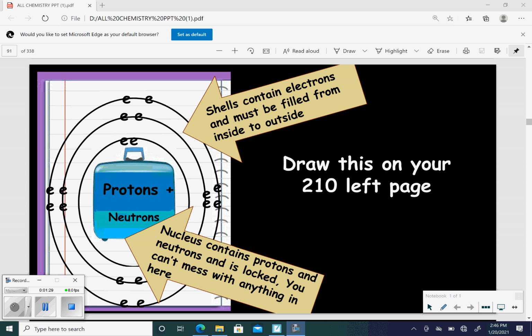Okay, so here is a picture of what I want you to think about. You have the suitcase in the center holding the protons and the neutrons, and then electrons are situated on rings or shells on the outside. They're either called rings or shells. And you do not have to draw this on page 210.